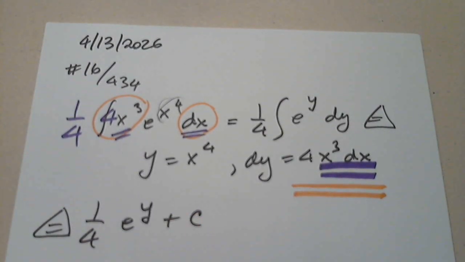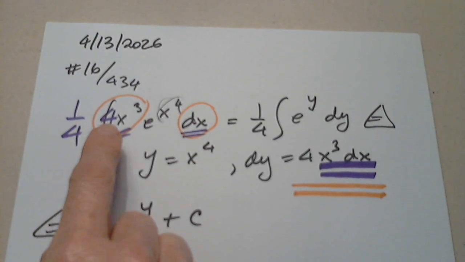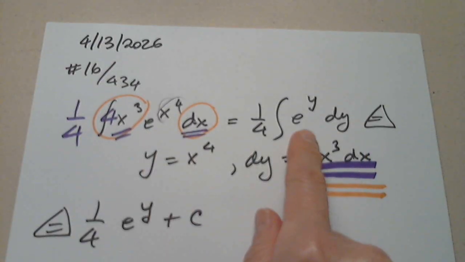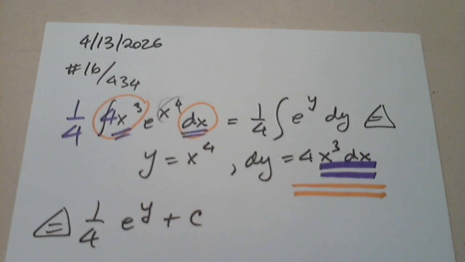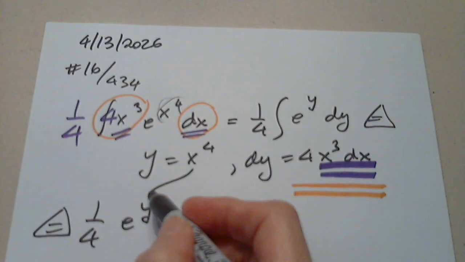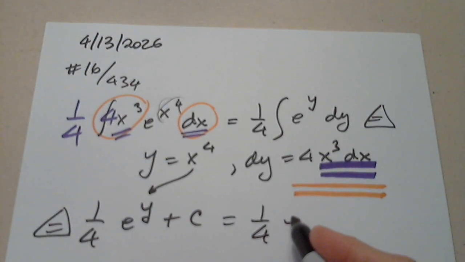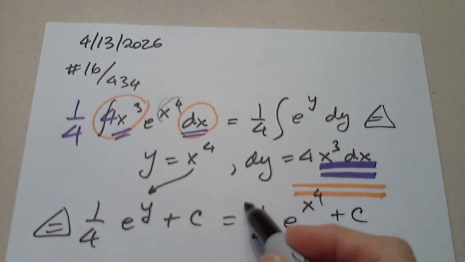I can never make up a variable, but I can always make up a number. So multiplying by 4 and dividing by 4 doesn't change anything. But now this and this are in dy. This is here, and 1/4 is in front. So it's almost done. I have to go back and replace y by x to the fourth. So this is 1/4 e to the x to the fourth plus a constant c.